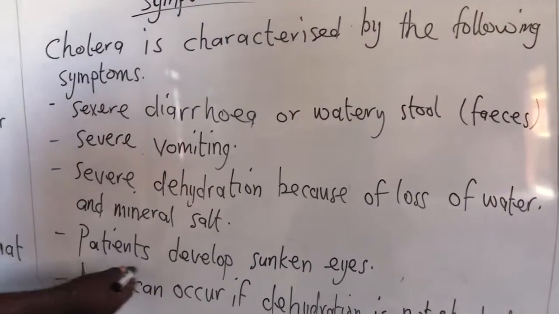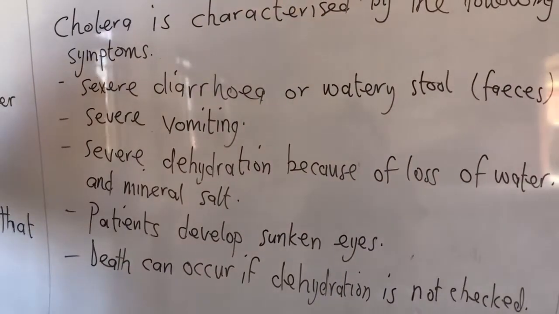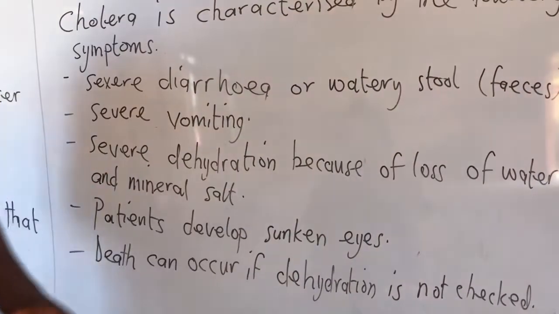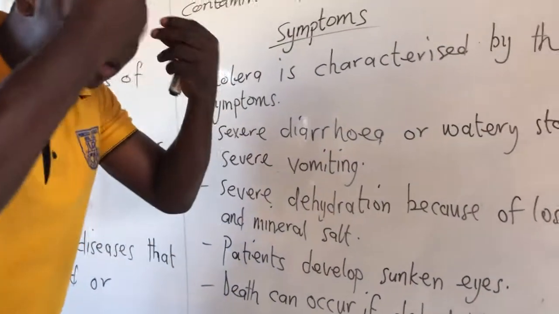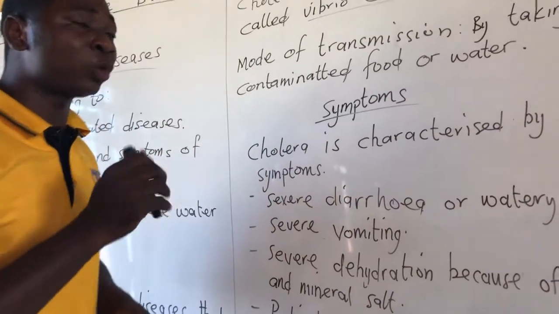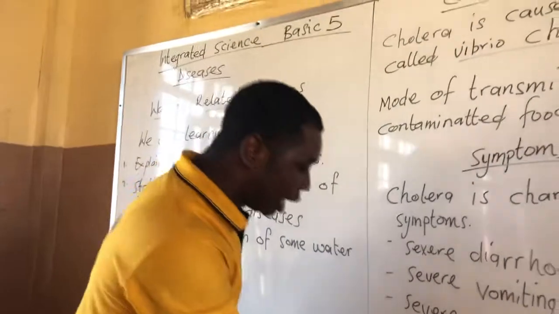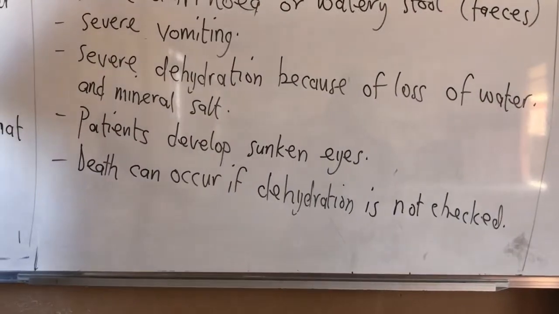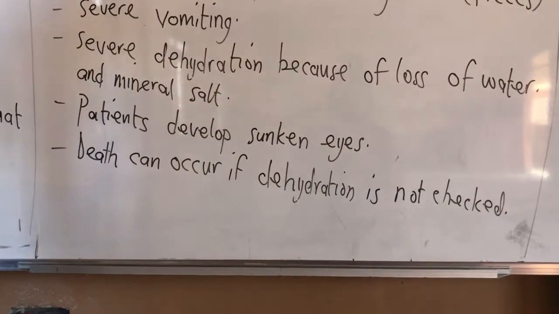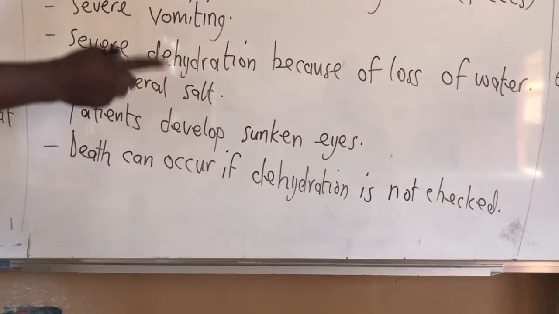Good. Patients develop sunken eyes. When the person gives out too much of the frequent stool and vomit also too much, the eyes will enter. That is what we call sunken eyes. You see that the eyes will go inside. So you see sunken eyes. When you see that, no, this person is sick of the disease called cholera. Death can occur if dehydration is not checked. The person can die easily because of loss of water. So you have to find, either you rush the person to the hospital quickly, or what do you have to do? You mix the salt quickly for the person to drink.